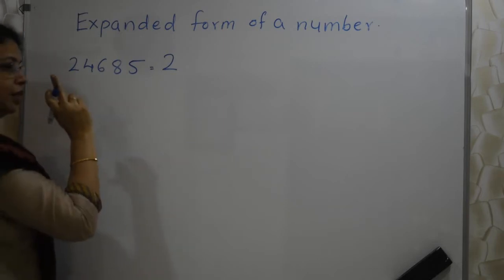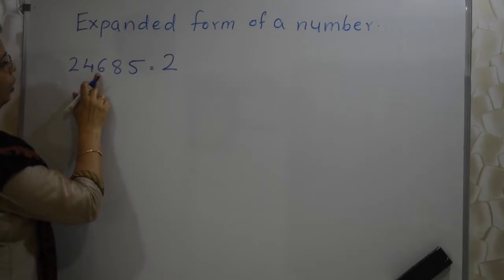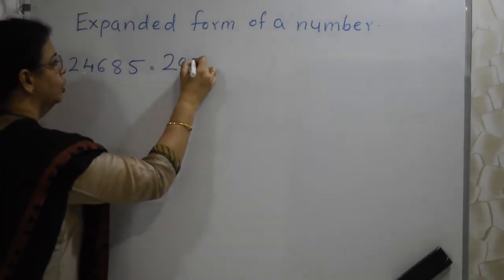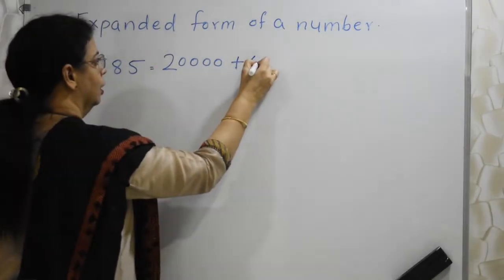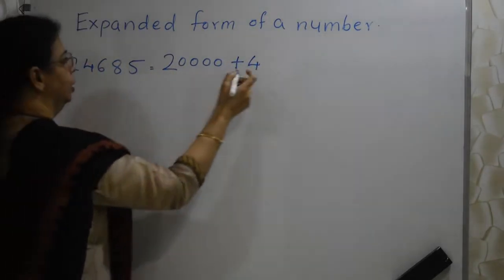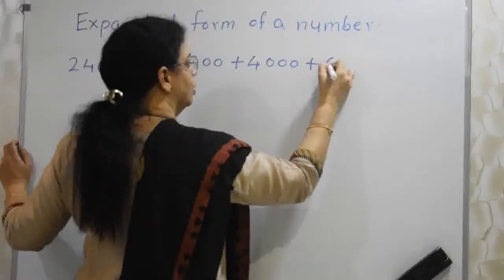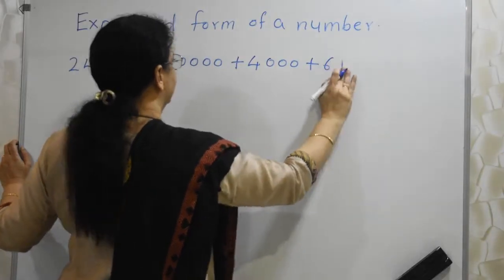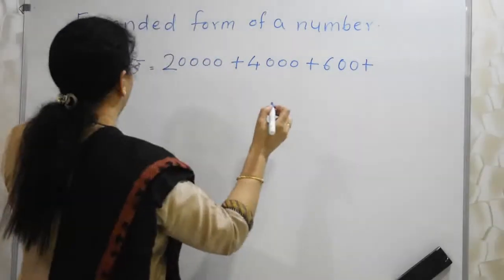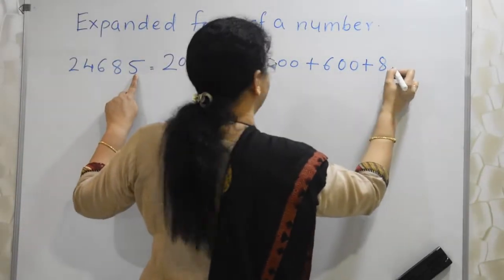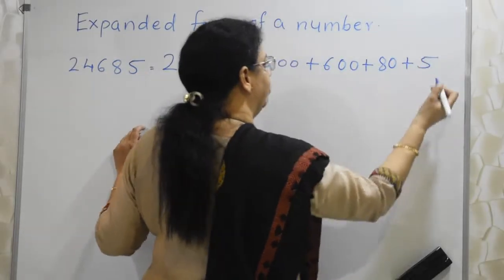But still, if there is a confusion, go slowly. 2. After that, how many digits are there? 1, 2, 3, 4. So 1, 2, 3, 4. Plus 4. After 4, how many digits? 1, 2, 3. So 1, 2, 3. Then comes our 6. How many digits after that? 1, 2. So only 2 zeros. Plus 8. After that only 5 is there. So 1 digit. So 1 zero. And 5, you don't have anything. So only 5 will come.